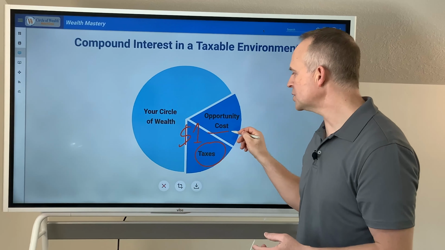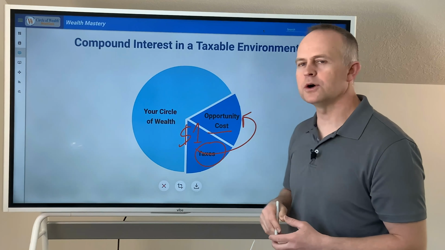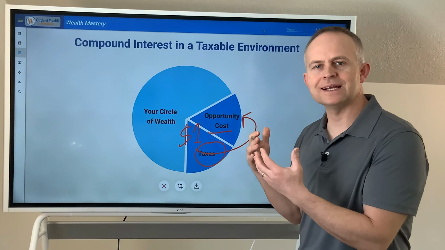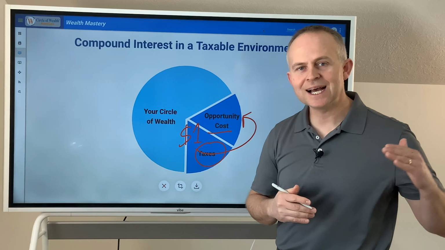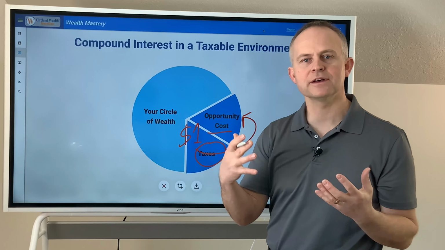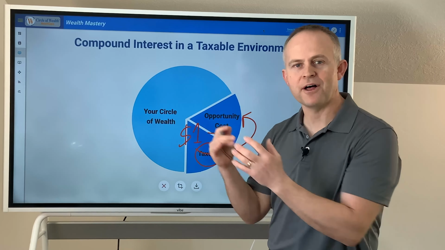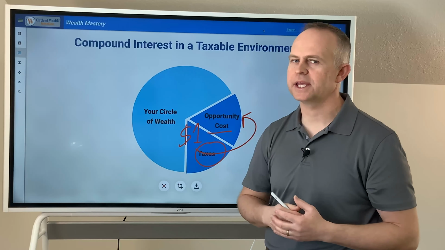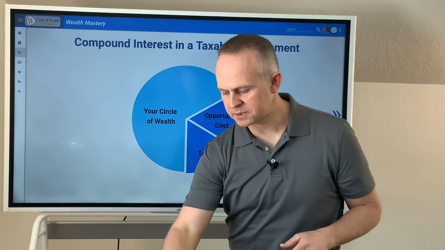It's the opportunity cost, right? So for every dollar that goes towards taxes, that dollar is not earning interest. It's not compounding. So it's not just about compounding interest. It's about compounding interest on all of your money and not paying some of it towards taxes. If all that money could also be compounding interest, you would be so much further ahead. So let's take a look at some specific numbers.